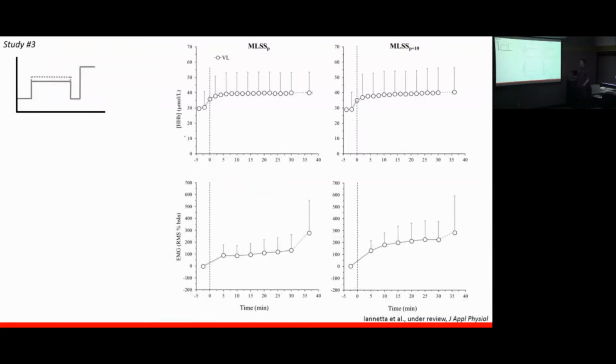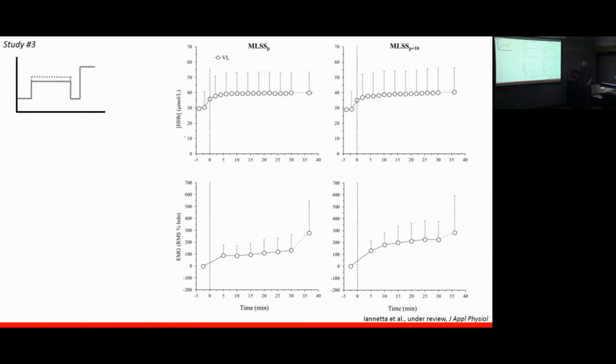So here we have in white the HHB and the EMG activity at MLSS and 10 watts above. And these dots here represent the time to exhaustions. And here we have the 30 minute rides. So when we are cycling at MLSS and above MLSS, HHB is stable and does not increase even during the time to exhaustion. In both cases, even when we are cycling at MLSS, we did not find any statistical significance between the 10-minute mark and the 30th, not even when they were cycling at exhaustion.